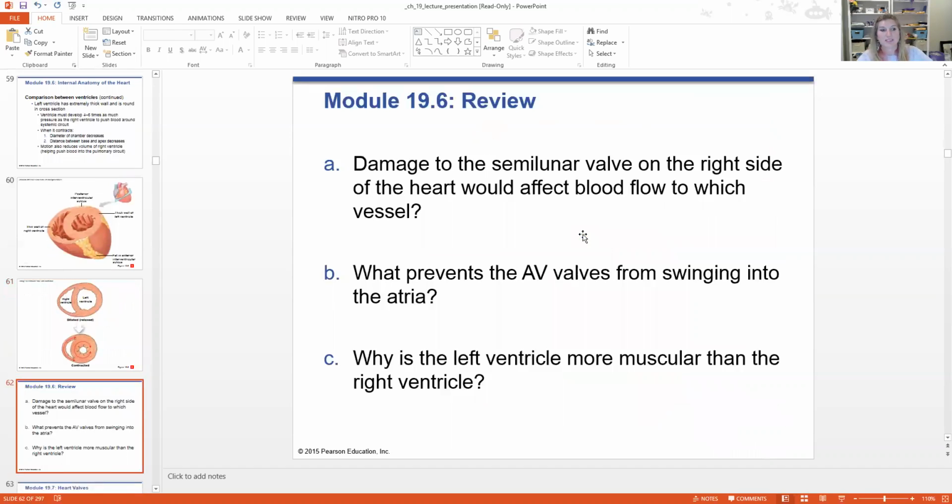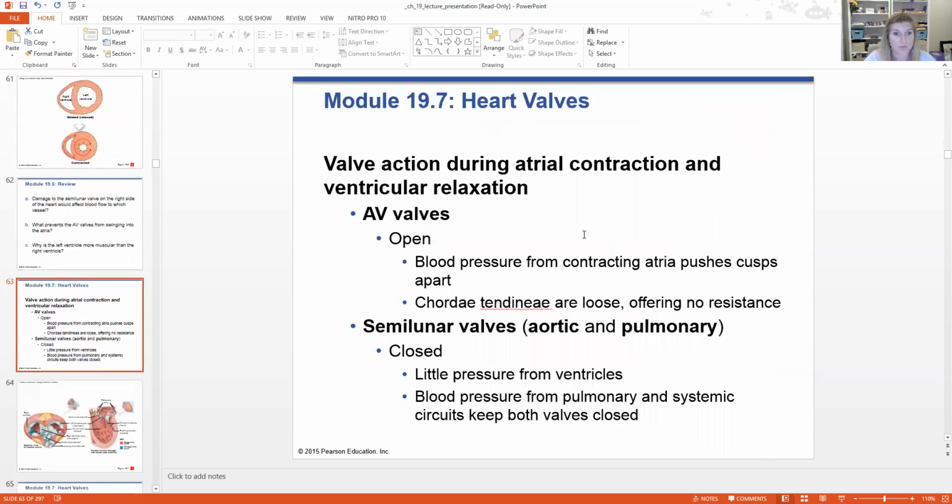So there you can see the 3 review questions. You can pause the video here, go back and review this section. We're going to move on to 19.7 and talk about our heart valves.